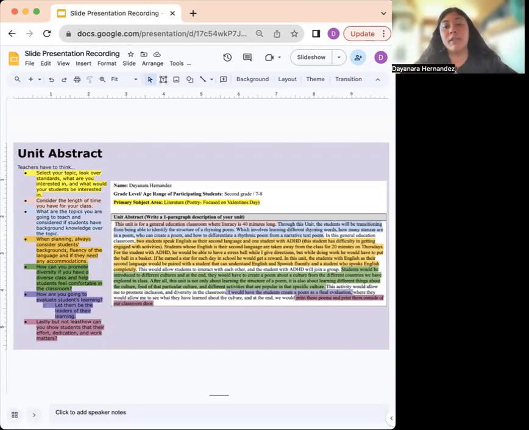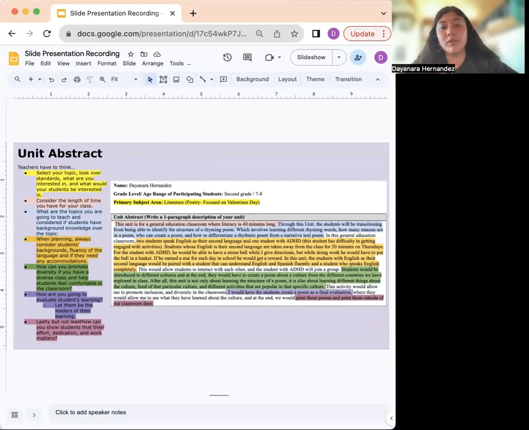Then consider the time of length you have for your class. For my class, it's 40 minutes long since it's a general education classroom. Also, what are the topics you are going to teach and consider if students have background knowledge over the topic. So throughout this unit, students will be transitioning from being able to identify the structure of a rhyming poem to learning different rhyming words, how many stanzas are in a poem, who can create a poem, and how to differentiate a rhyming poem from a narrative text poem.